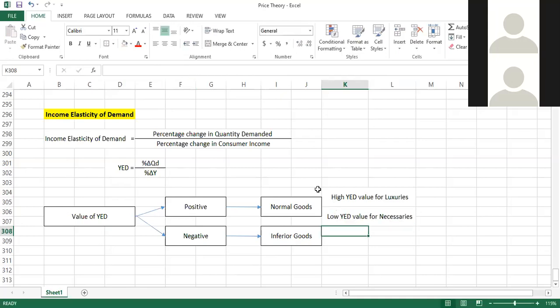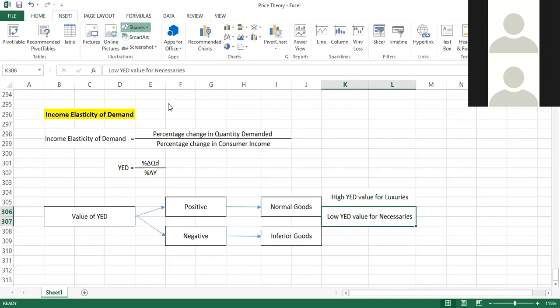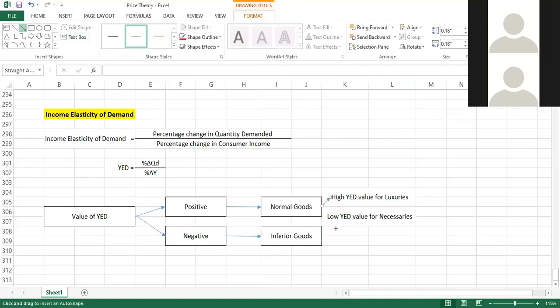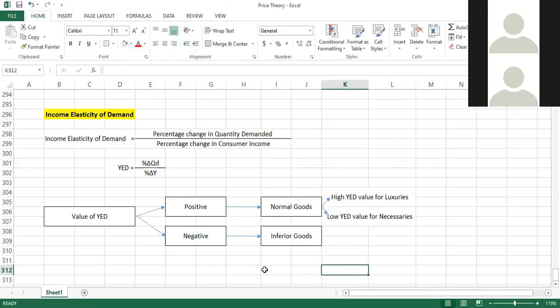Right? So which means normal goods we can further divide into two categories as luxuries and necessaries. Luxuries and necessaries. So in this way, the income elasticity of demand we can categorize into relevant category.